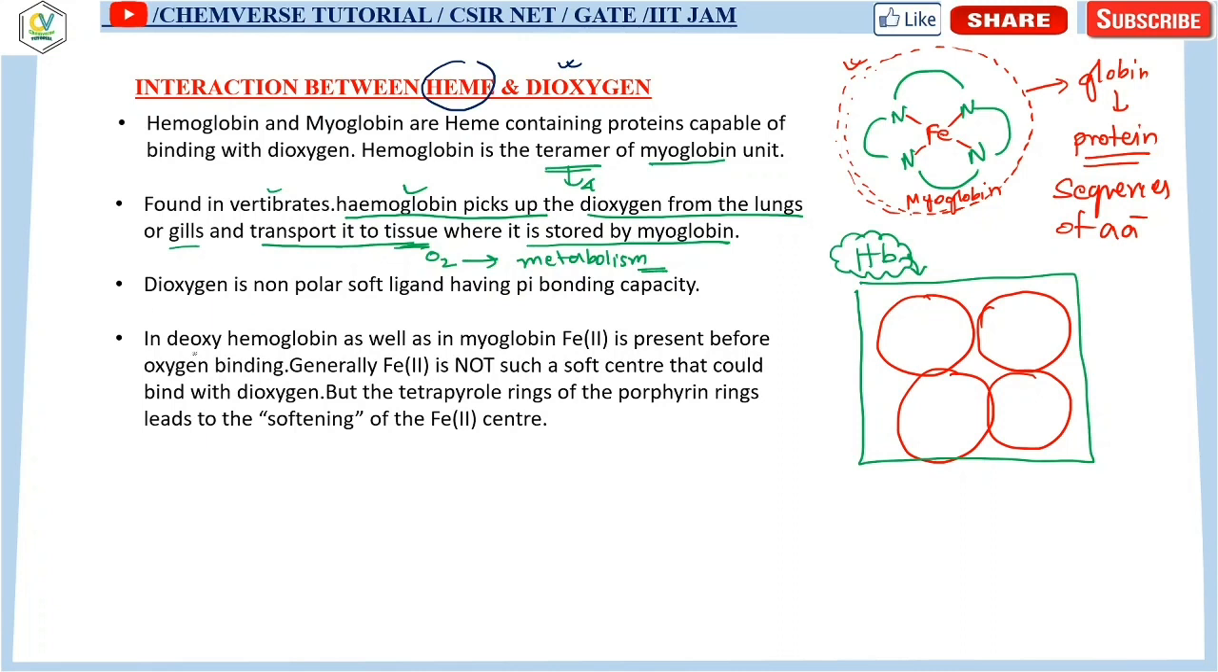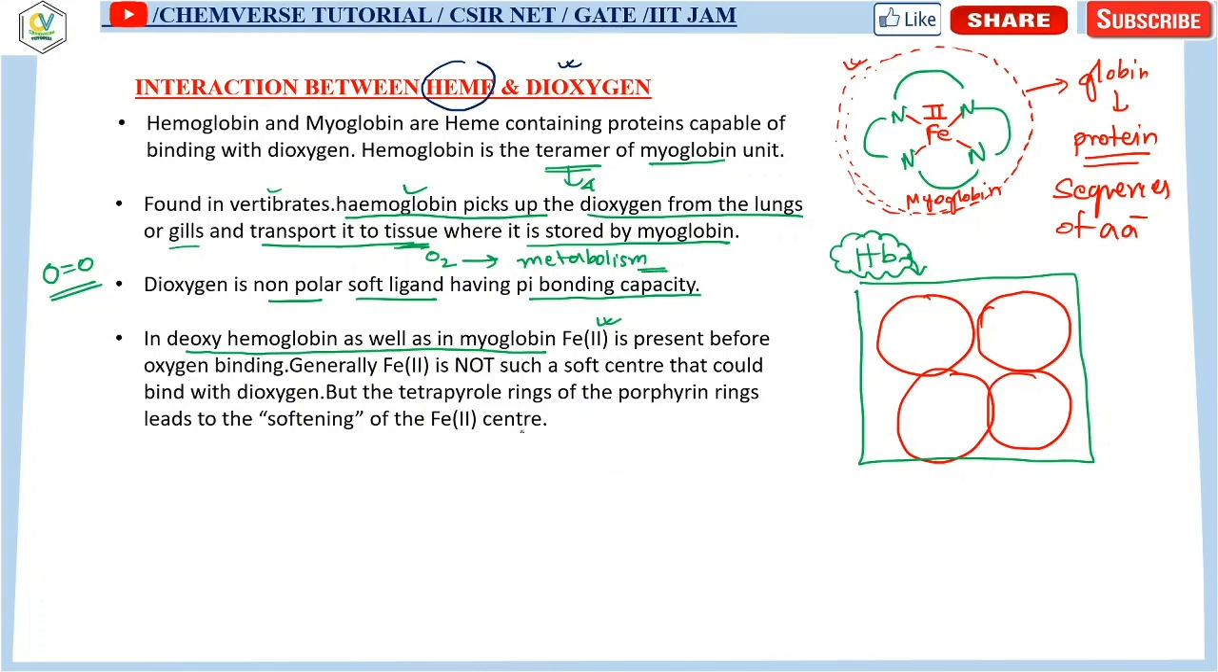Clear? So dioxygen, if you consider, this is nothing but the structure of dioxygen, and it's a homonuclear diatomic. So it's non-polar and obviously a soft ligand, and it has some amount of pi bonding capacity. So it can behave as a ligand. But what we can see is that in deoxyhemoglobin as well as in myoglobin, deoxy means when they are not bound with the oxygen, this iron 2 center is present. So over here, it is basically the iron 2 center.